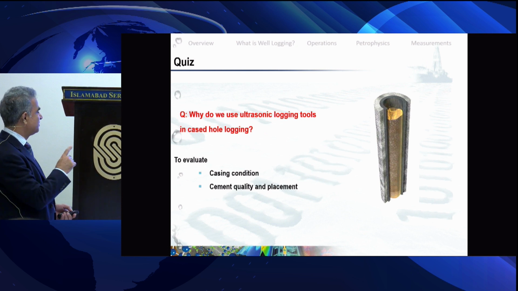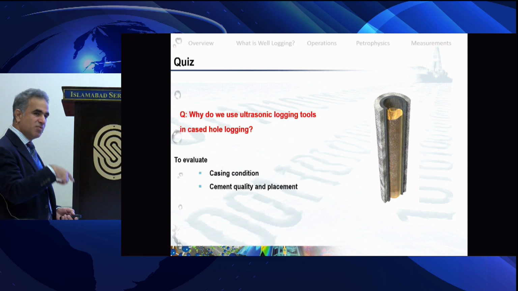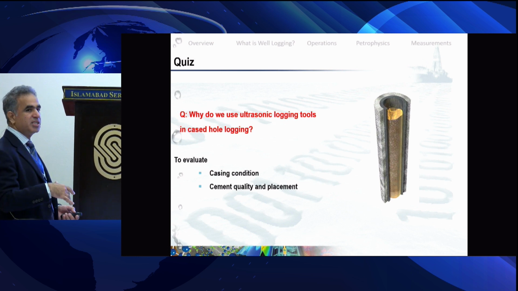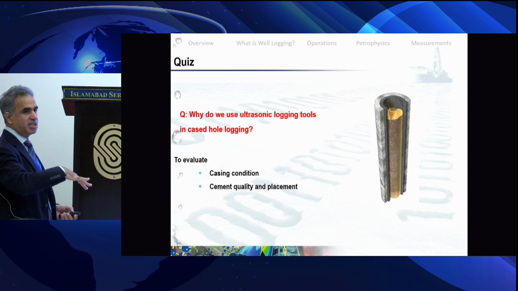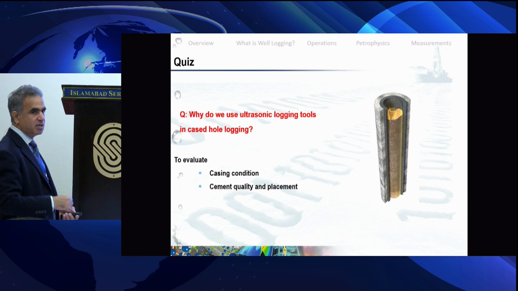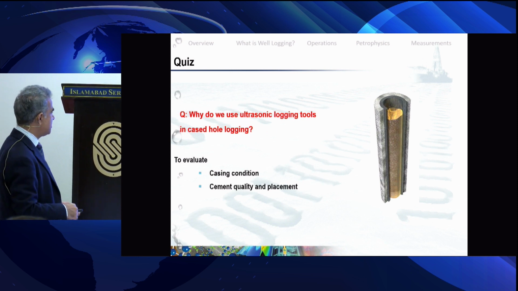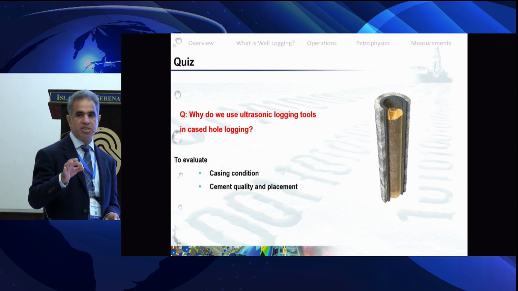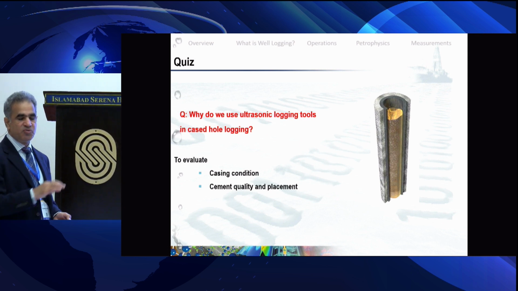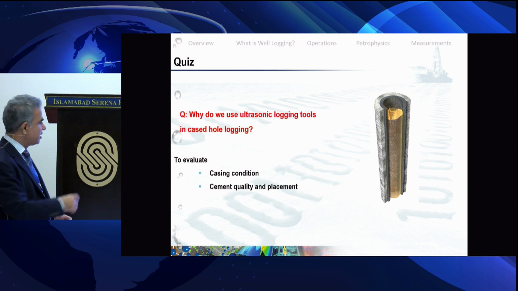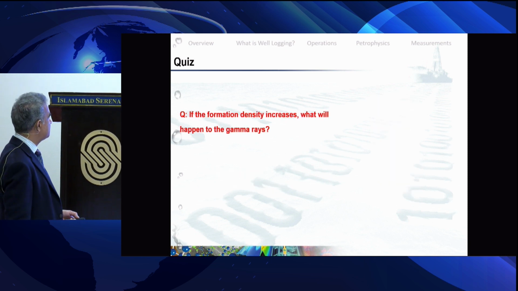So casing condition, whether it's a new well or old well, mostly this is used in old wells for casing detection, because with time it wears and tears. And cement quality and placement, this is the initial check after setting the cement, before doing perforation and completion. This is the primary reason to do that.